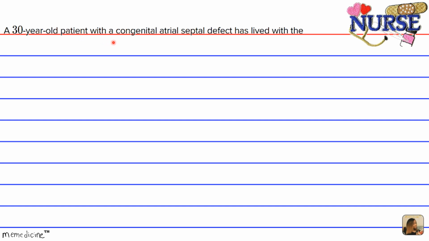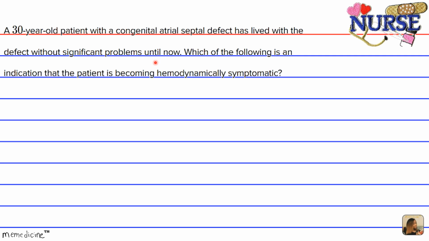A 30-year-old patient with a congenital atrial septal defect has lived with the defect without significant problems up until now. Which of the following is an indication that the patient is becoming hemodynamically symptomatic? Okay. Is it A, bronchoconstriction and wheezing? Is it B, exertional dyspnea? C, intermittent claudication? Or D, a blood pressure of 140/90? I'll give you a moment to select the correct indication. All right?